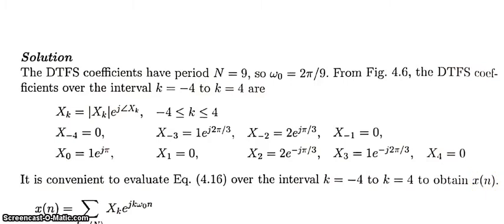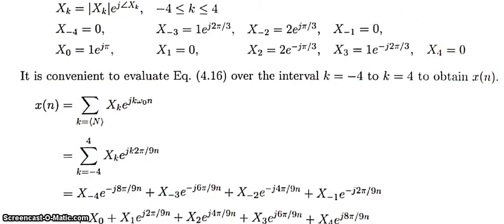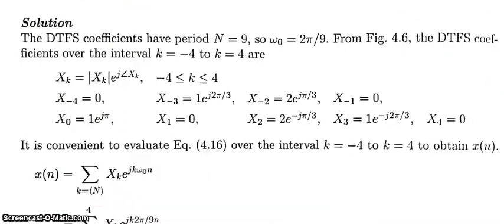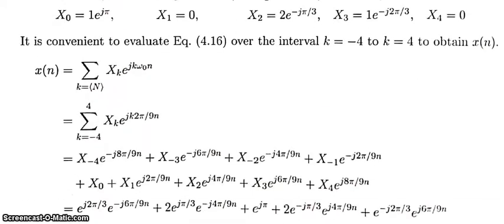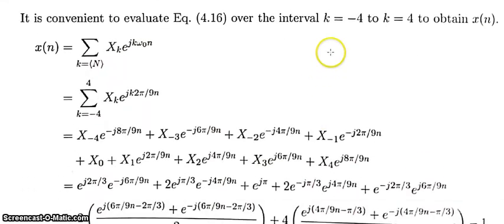Now it is convenient to evaluate the equation of x of n over the interval k varying from -4 to 4 to obtain x of n. We know the equation of x of n is summation over k of X_k e raised to j k omega 0 n, and this can be expressed as summation k equal to -4 to 4 of X_k e raised to j k 2 pi by 9 into n, since omega 0 is 2 pi by 9.